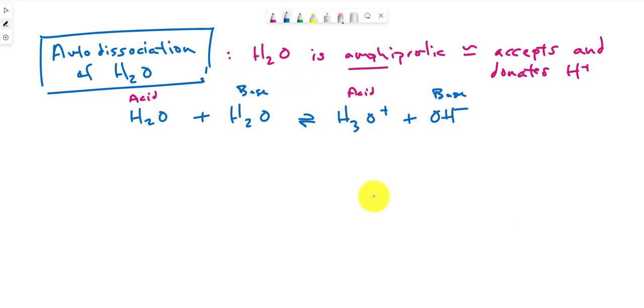So what does that look like? Well, it literally just means a water molecule reacts with a water molecule. One of them acts as an acid, one as a base, and you get a corresponding conjugate acid-base pair. So we have H3O+, the conjugate acid, that's water plus that proton. That proton was stolen from the acid and went to form the hydroxide.